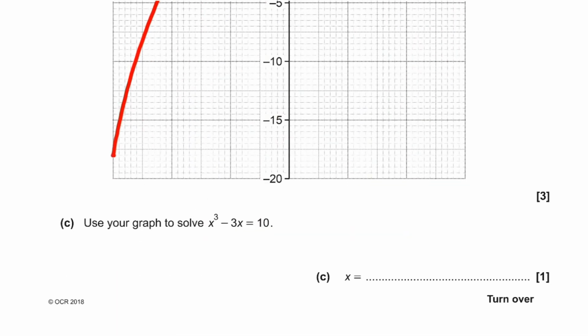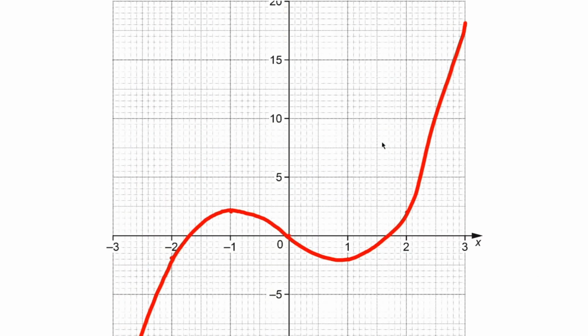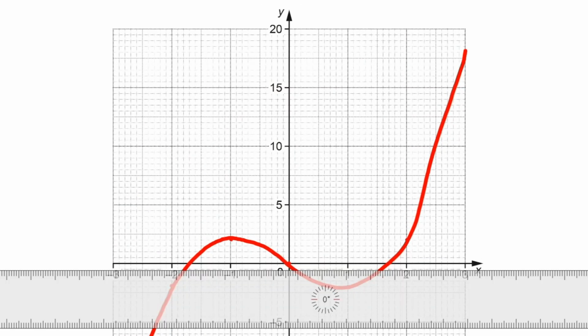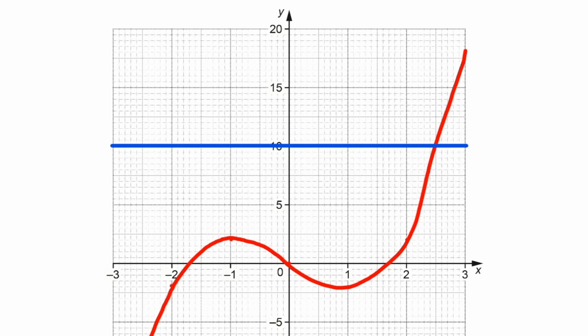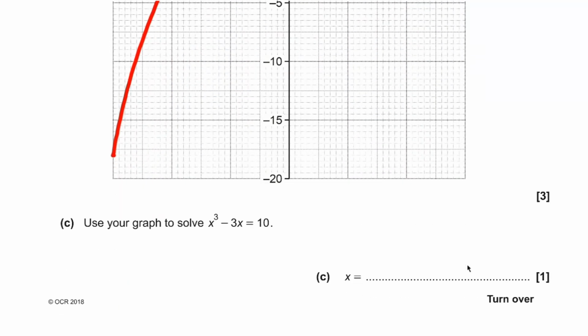Now, for part C, use the graph to solve x cubed subtract 3x equals 10. So what we need to do to begin with is draw a vertical line at 10. That is shown here. And then we draw a line down as such. And if we read what we have here, we've got 2.5. So we have x equals 2.5.